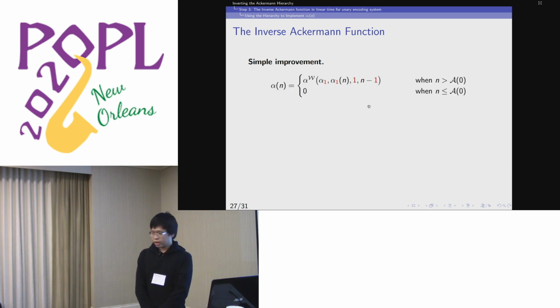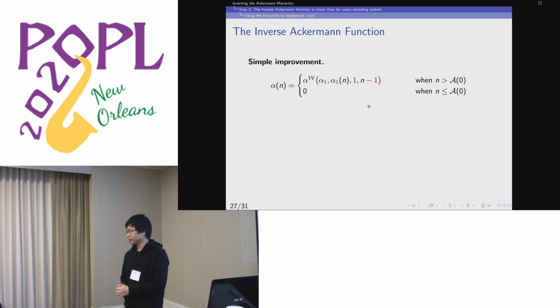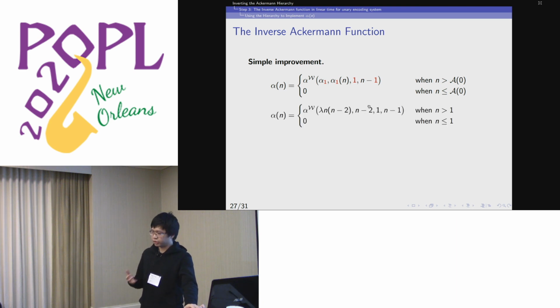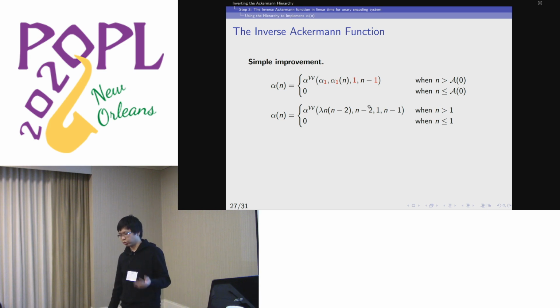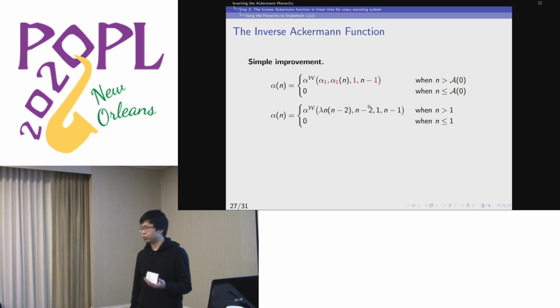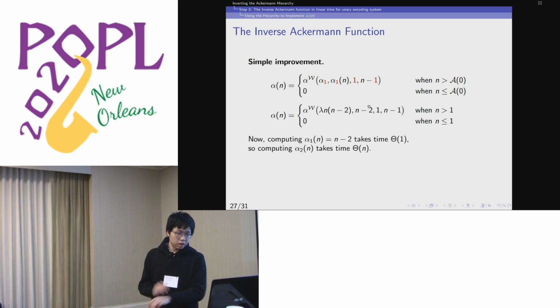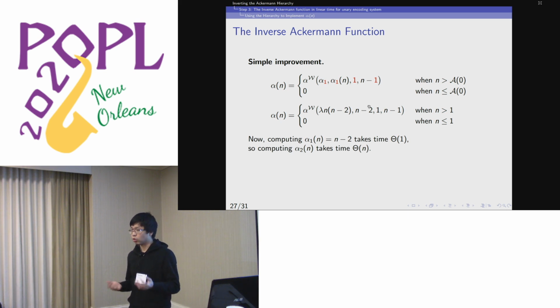You can just tell the worker that the alpha 1 level is actually n minus 2. So we feed it directly with alpha 1, which we tell it that it's actually n minus 2. And so for n below or equal to 1, we tell the worker to return 0. This is still the correct computation of the inverse Ackermann function. So actually, by this, the previous problem has been resolved.